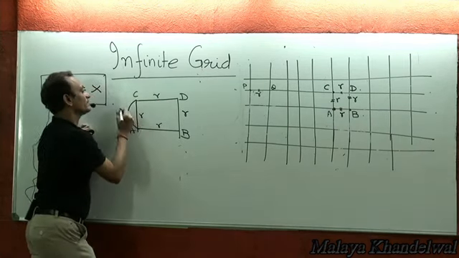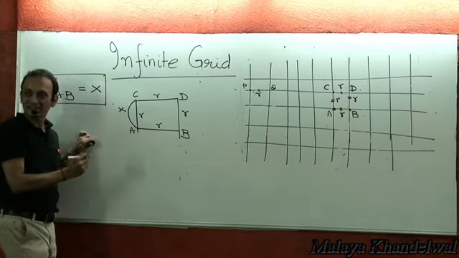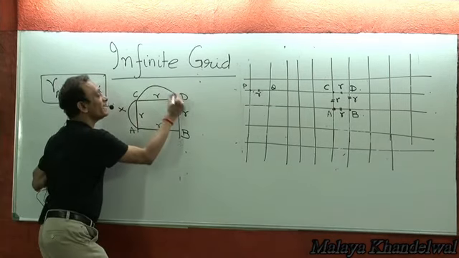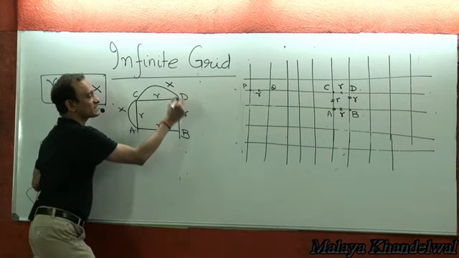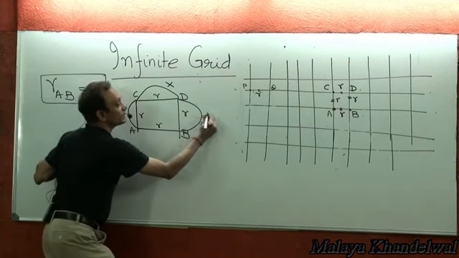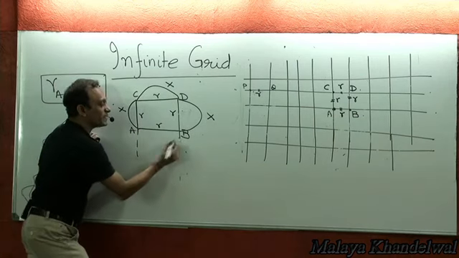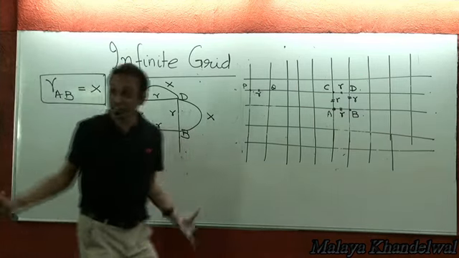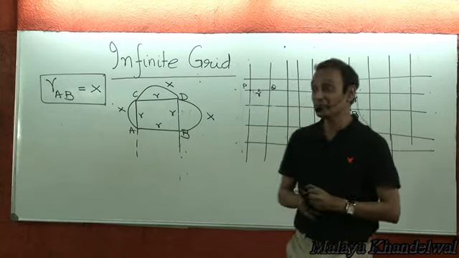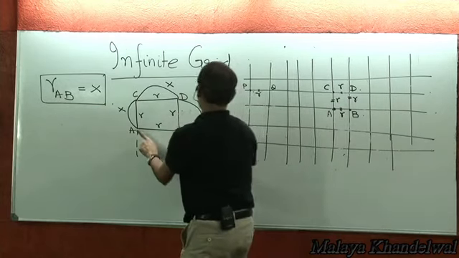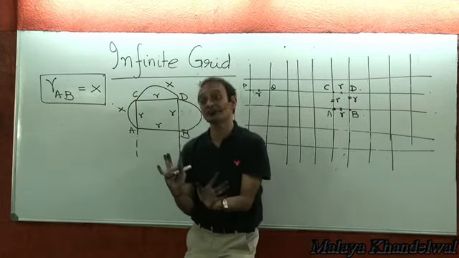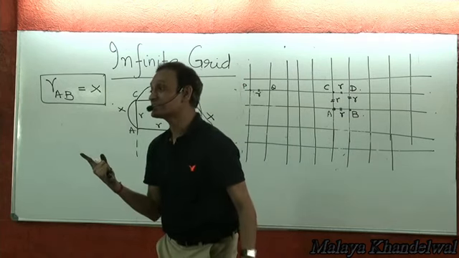across A and C, the equivalent is X. Across C and D, the equivalent is X. Across D and B, there is an equivalent X. Yes or no? This is the reduction of the grid. And the net of all of this across A and B must be X.